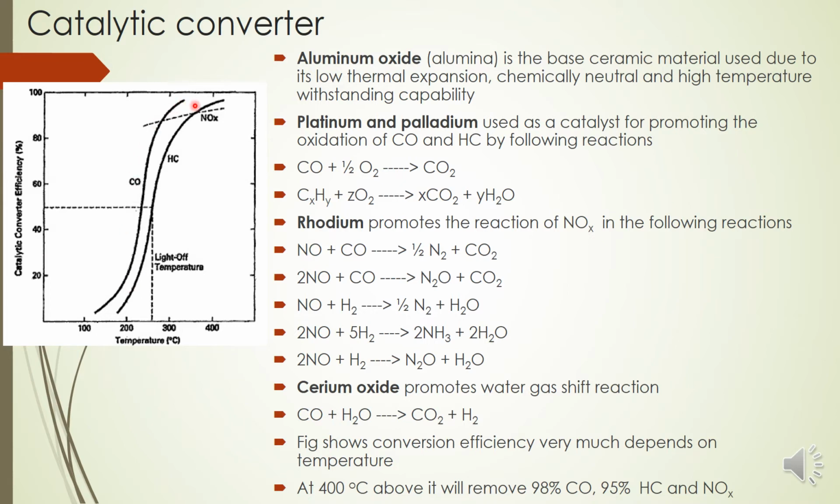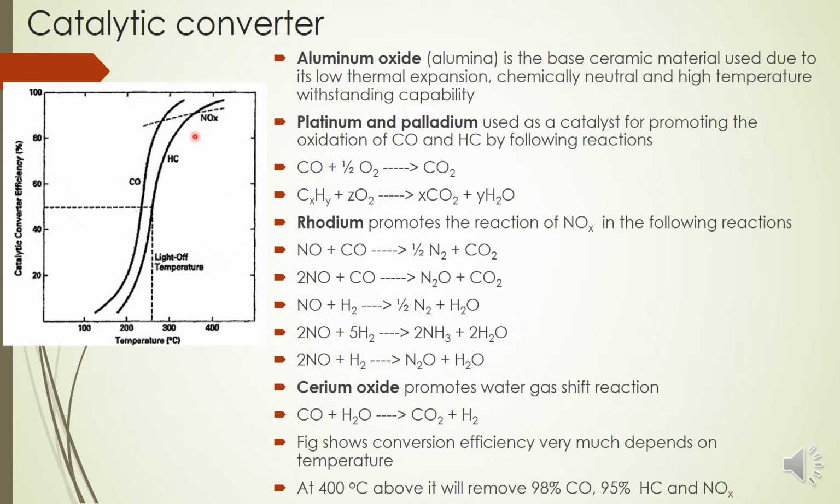You can see here, if the temperature is 400 degrees, the conversion efficiency of CO, carbon monoxide, is almost 98% at this point. Hydrocarbon is 95, and nitrous oxide is this curve, also around 95. So if we are able to get a temperature of 400 degrees, almost 98% and 95% of these gases will be converted into harmless products.